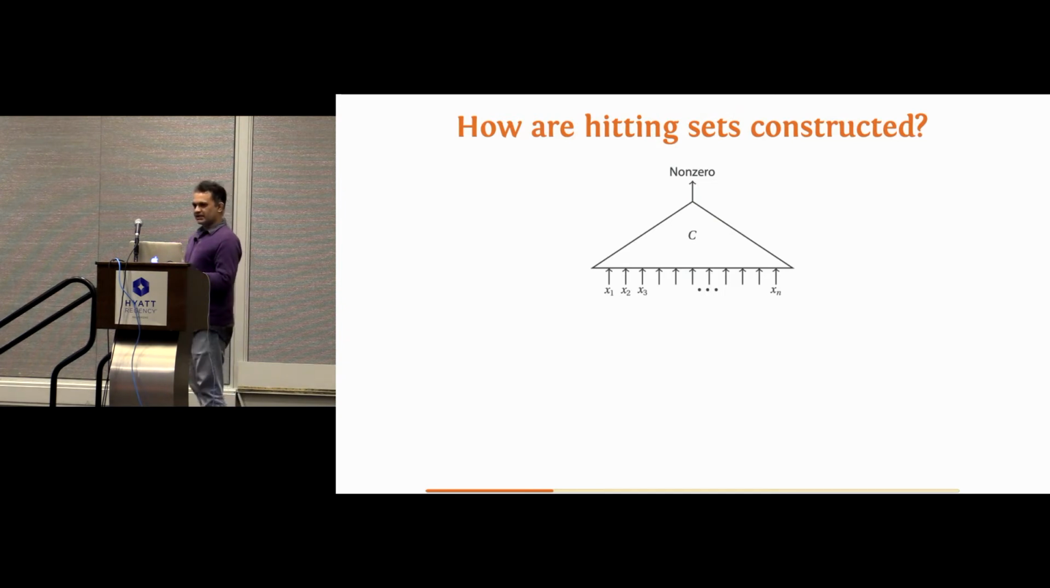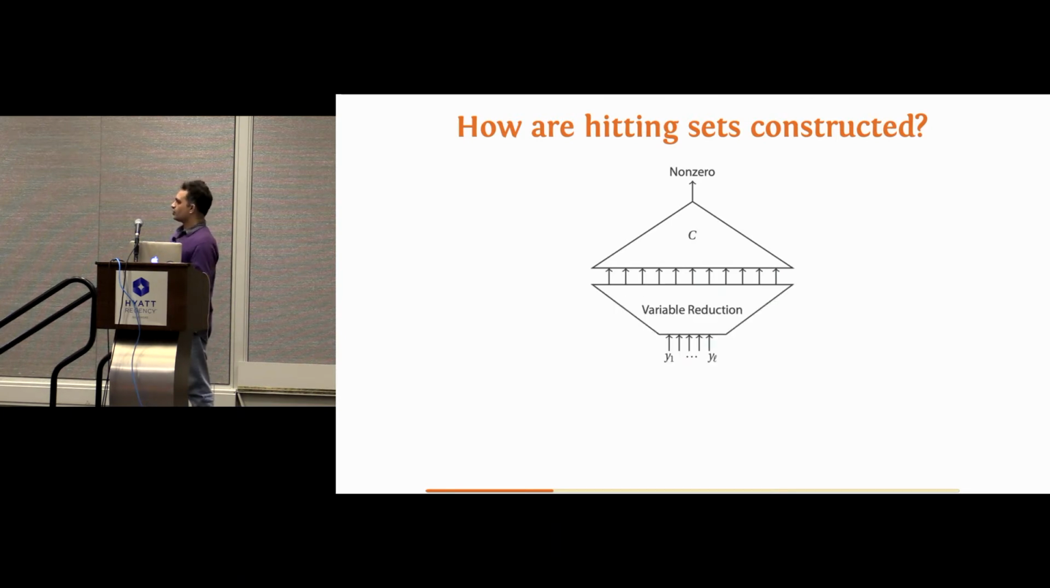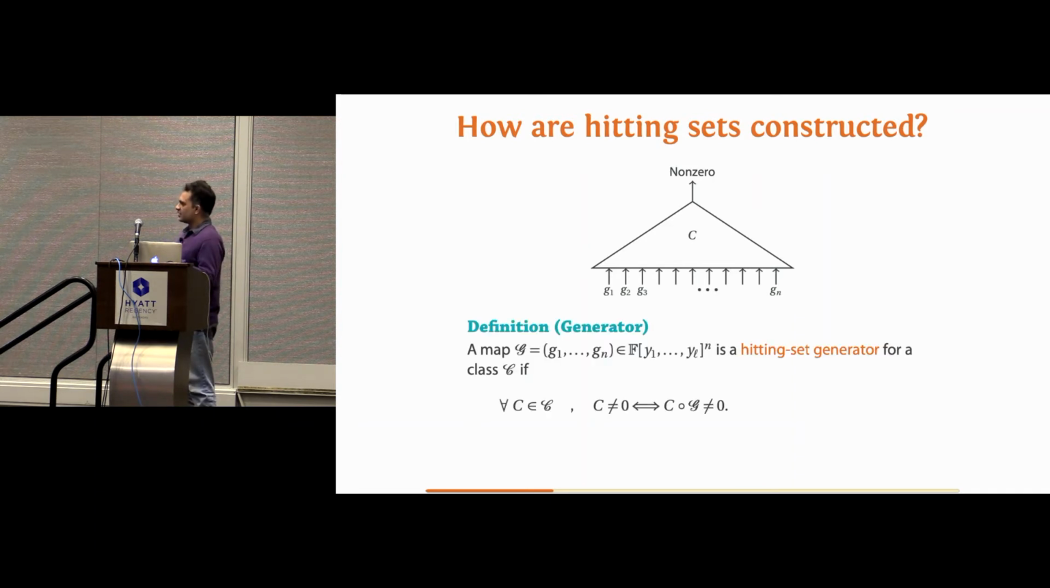So how are hitting sets typically constructed? Almost all hitting sets so far do what is called a variable reduction. That is, you have a non-zero circuit to begin with, and you want to reduce the number of variables while retaining the fact that it was non-zero. By variable reduction, I mean that in place of the variables x1 through xn, you plug in g1 through gn, which are polynomials on fewer variables, and which somehow retain the non-zeroness of the circuit C. This has a name: it's called the hitting set generator, which is a tuple of polynomials with the guarantee that for every circuit in your class of interest, the circuit is non-zero if and only if the composed one is non-zero.